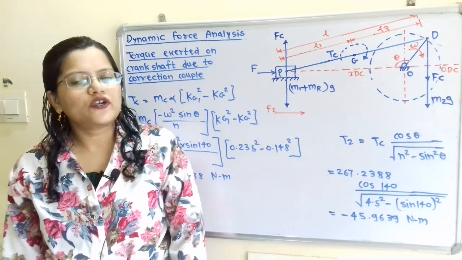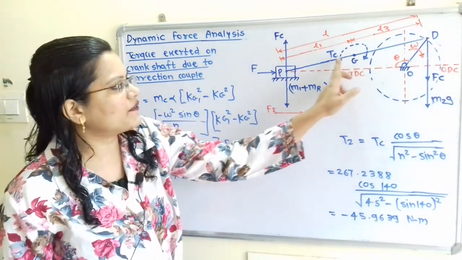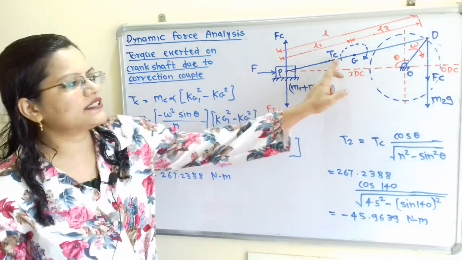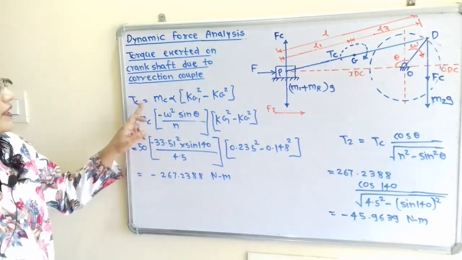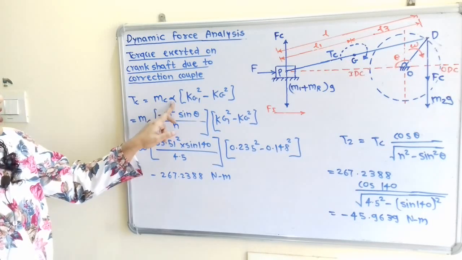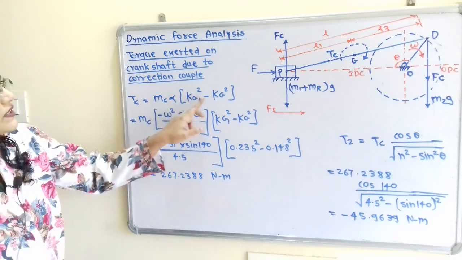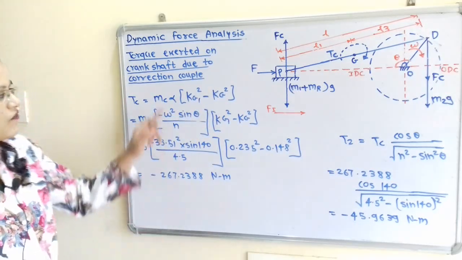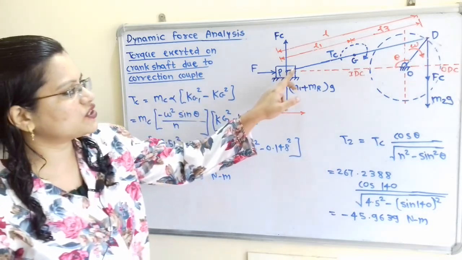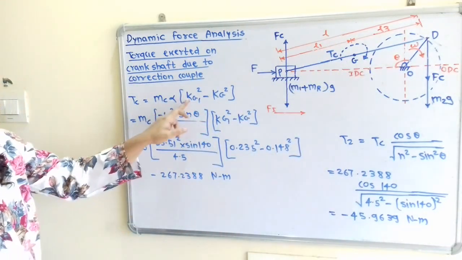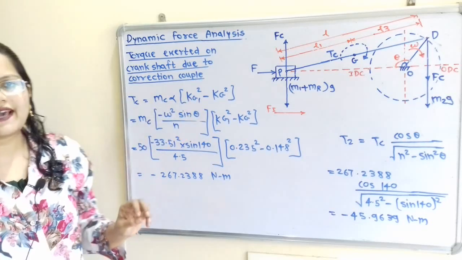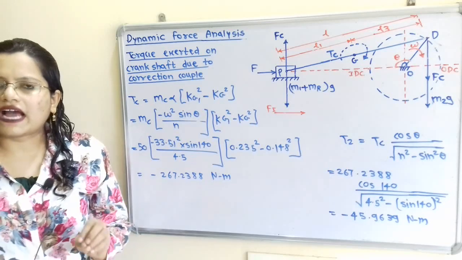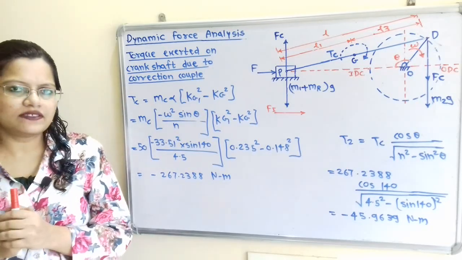Now we will calculate torque exerted on crankshaft due to correction couple. So this torque due to correction couple is Tc, and how to calculate this? We have formula mc into alpha in bracket kg1 square minus kg square. So mc is the mass of connecting rod, alpha is the angular acceleration of this connecting rod, and kg1, that is the radius of gyration for non-dynamically equivalent system, and kg, radius of gyration for the dynamically equivalent system.